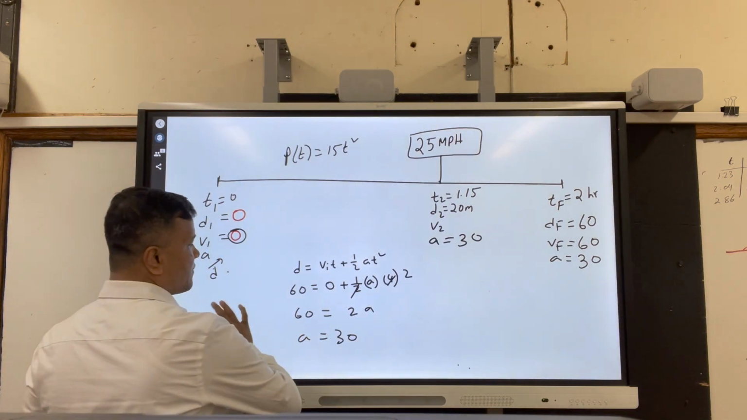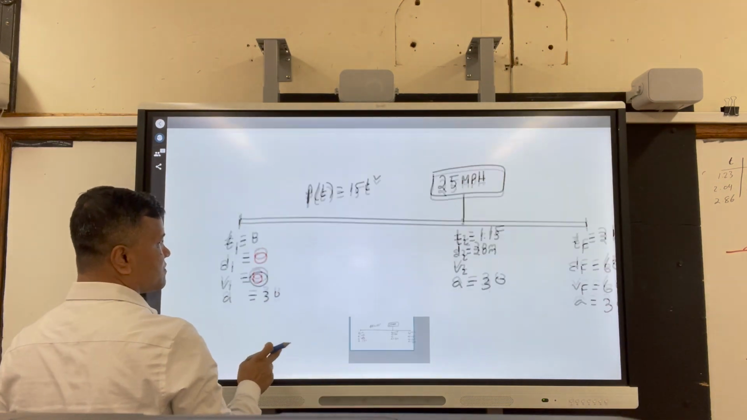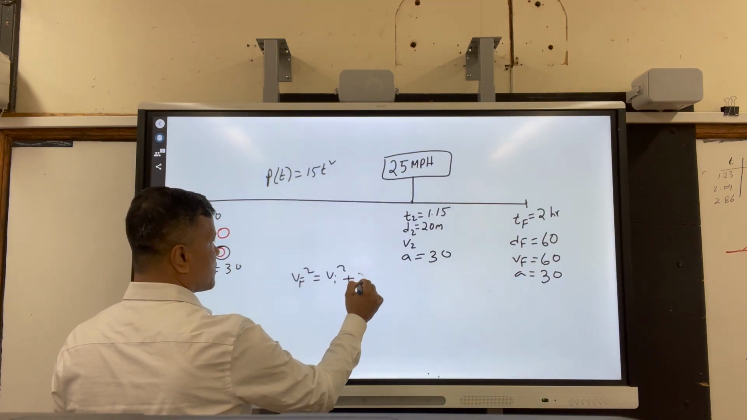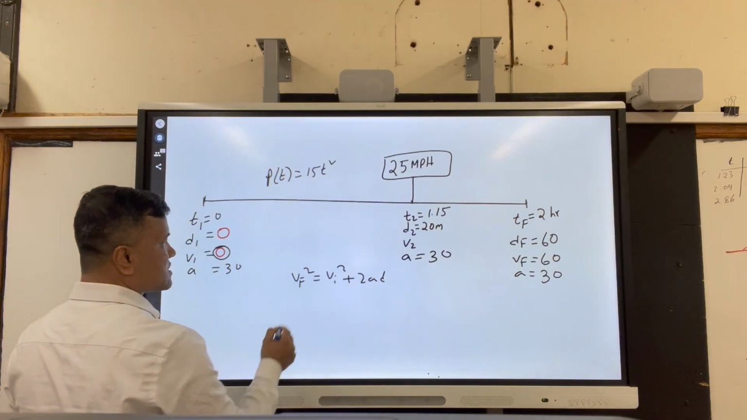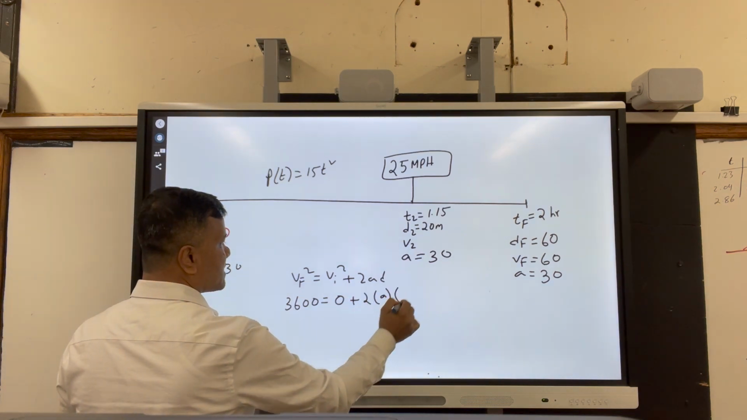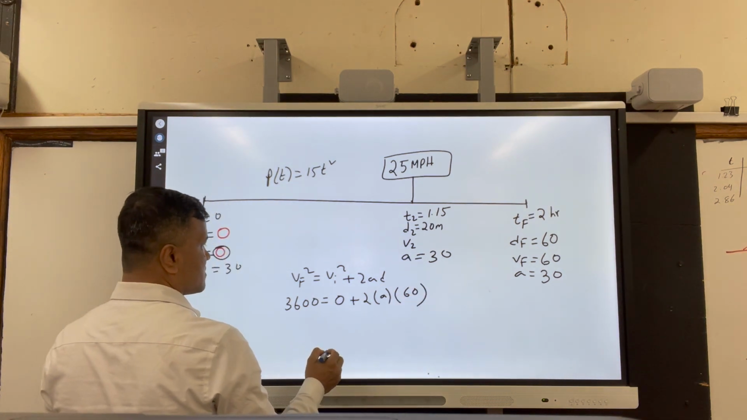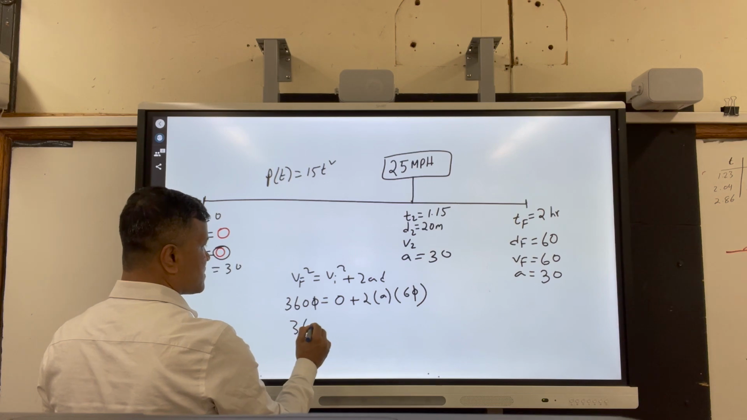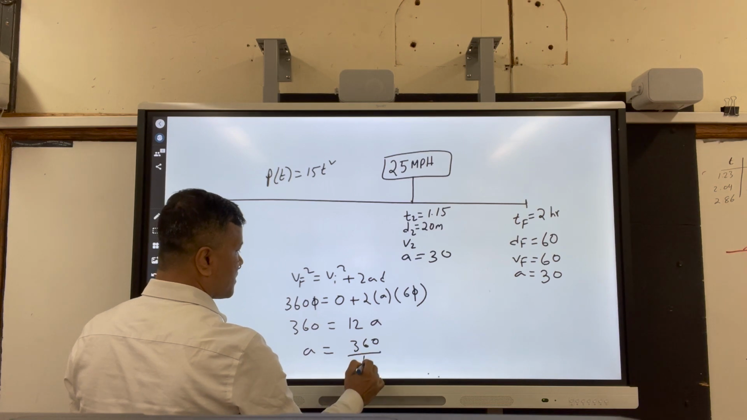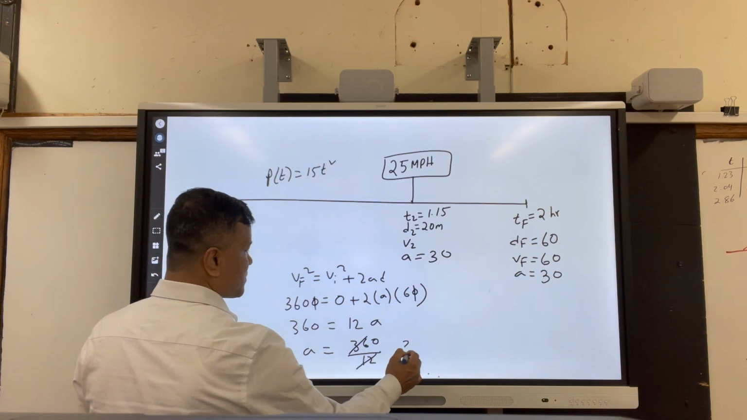We also can find the acceleration another way. Vf squared is equal to Vi squared plus 2ad. So Vf squared is 60 squared, so 3600, plus 0, plus 2 times acceleration, and distance is of course 60. So you have the 0s cancel. You have 3600 is equal to 120a. So a is 3600 over 120, so 12 goes into 36 3 times, so it's 30. Okay, good.